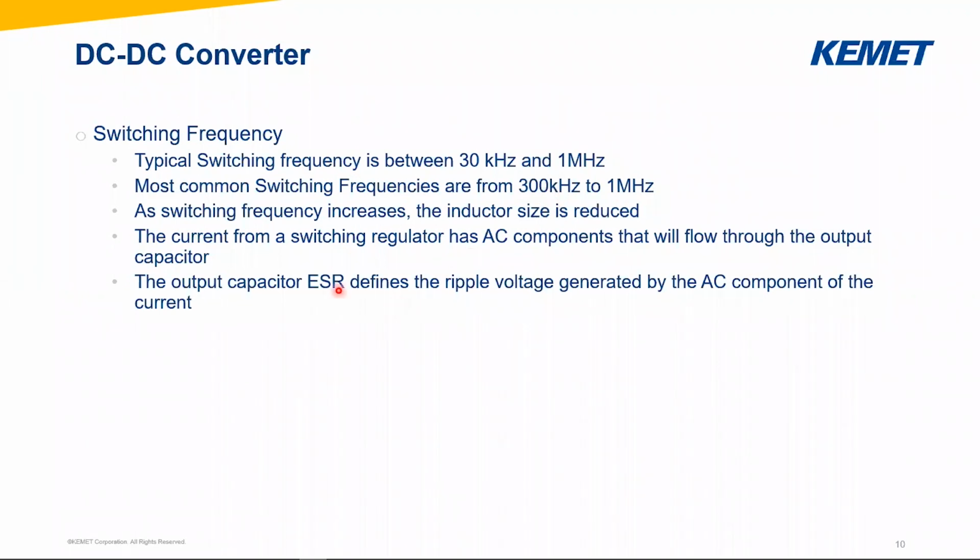And finally, the current from the switching regulator has AC components, and this will flow through the output capacitor. And depending on the ESR, we will generate a ripple voltage, and ripple voltage is always something we might not want to have. How does this work?